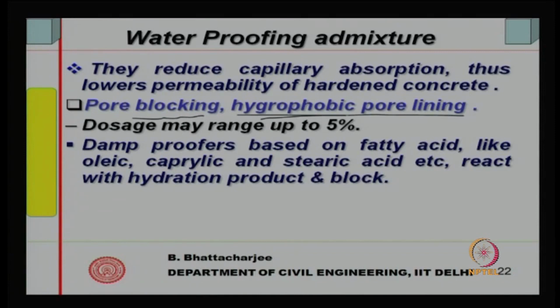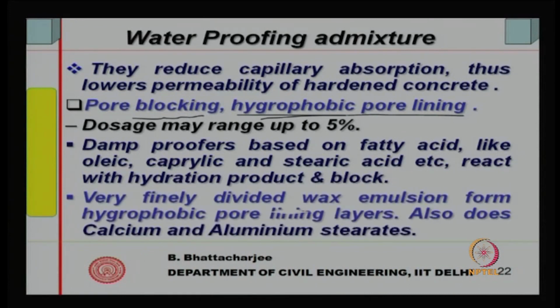So, if these materials are added to the concrete, they should be able to migrate to the capillary pores at the surface and later react with the substrate itself to form such products which will block the pore. So, fatty acids like oleic, caprylic and stearic acid react with the hydration product and block. Wax emulsion forms hydrophobic pore lining layers, and then of course, calcium and aluminum stearates. So, they form hydrophobic pore lining layers.